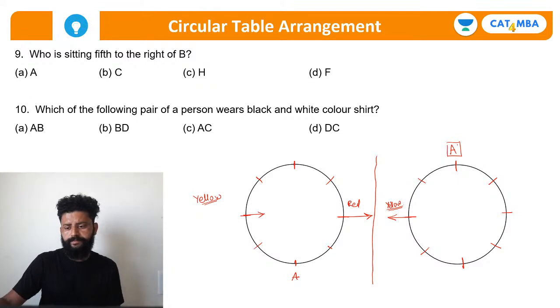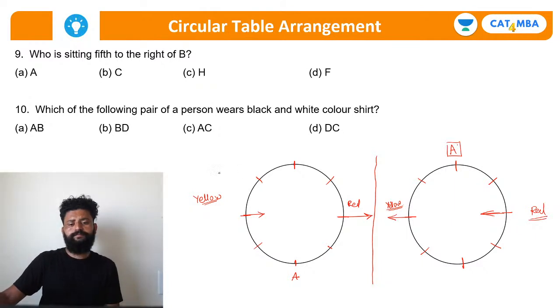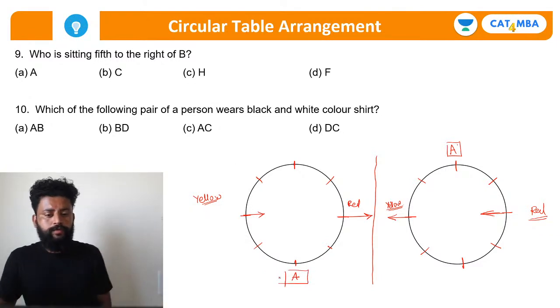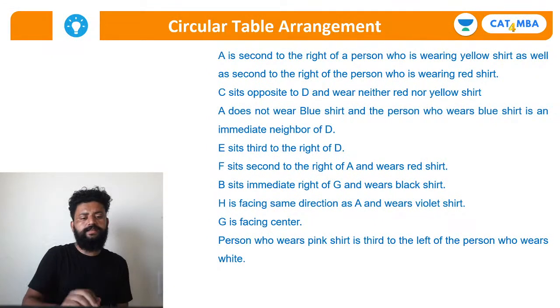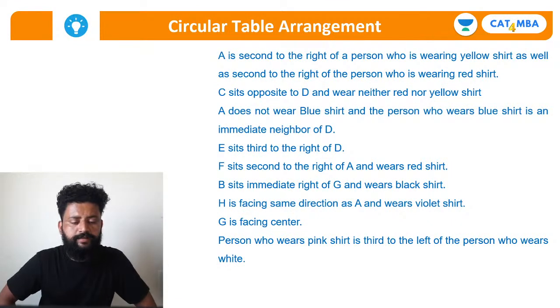And he is second to the right of the person who is wearing a red shirt as well. So this one must be the person wearing a red shirt. These are the two possibilities you can have from the first clue, because without possibilities it is not possible to solve this question, because there are many clues which are different.